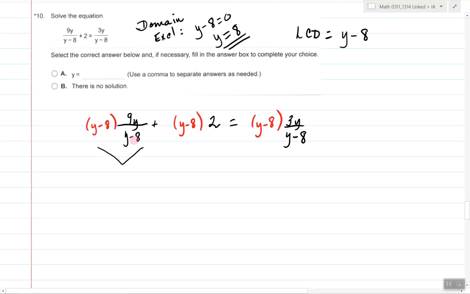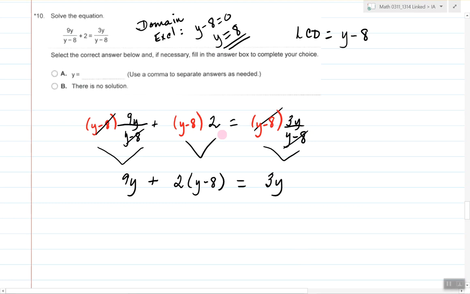In the first product, for the first term, the y minus 8's divide out, and I get 9y plus, well, there's nothing to divide out here. So I've just got, I'm going to move the 2 in front, 2 times y minus 8 equals, all I did was switch the order. These divide out, and I'm left with 3y. So I simplified each one of those.